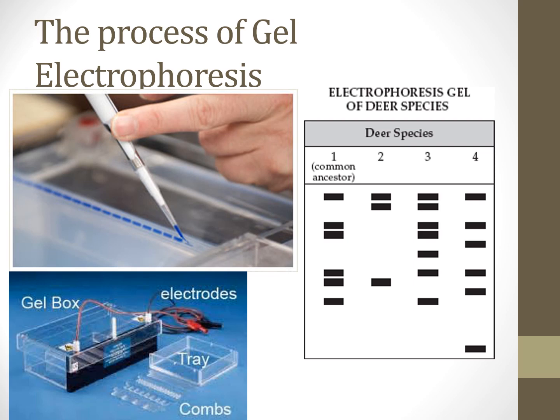Once we turn on our gel electrophoresis, the DNA that has been cut into fragments is going to travel and separate out those fragments. So we can see in deer species number 1, who's our common ancestor, we do have some matches between that and species 2, 3 and 4.